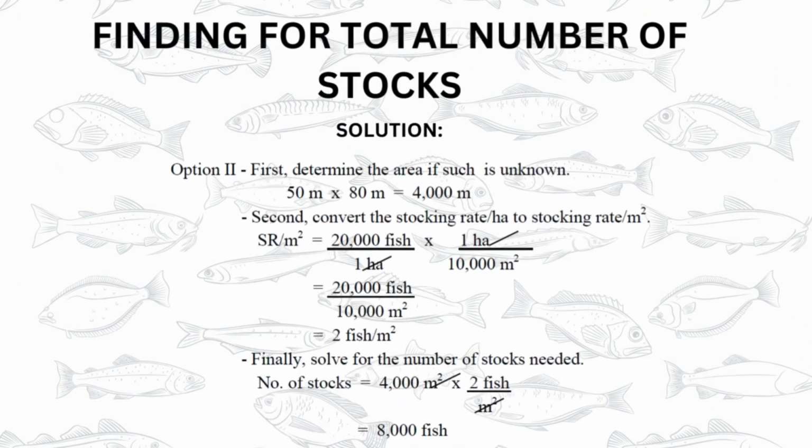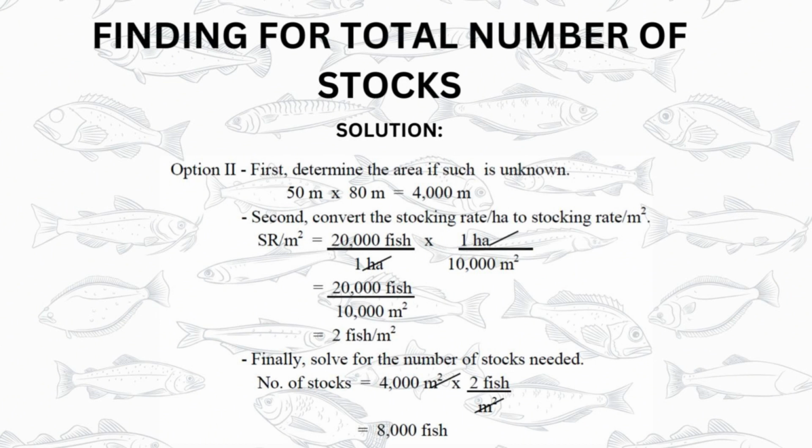Next, we have the second option for finding the total number of stocks. First step, determine the area if such is unknown. 50 meters will be multiplied by 80 meters to get the 4,000 square meters. Then, convert the stocking rate per hectare to stocking rate per square meter.